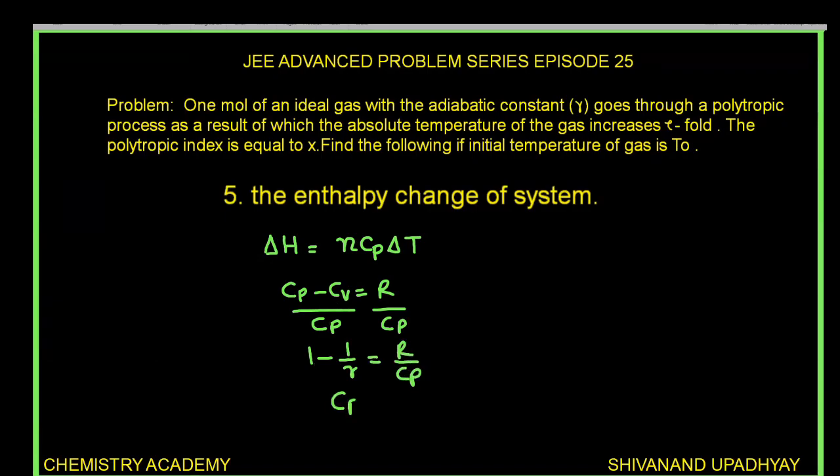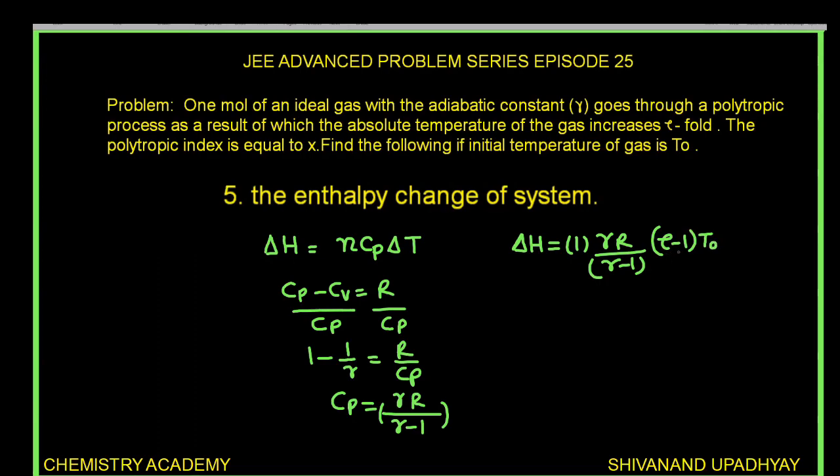From there I can write that the value of Cp is equal to gamma upon gamma minus 1 into R. So now I can use this in the formula. The enthalpy change is equal to the number of moles of the gas, which is 1, times the Cp value, gamma R upon gamma minus 1, into the temperature change, that is tau minus 1 into T naught, final temperature minus initial temperature. Final temperature is tau times the initial temperature. So this is the enthalpy change.